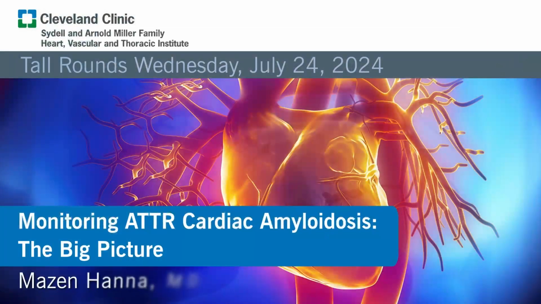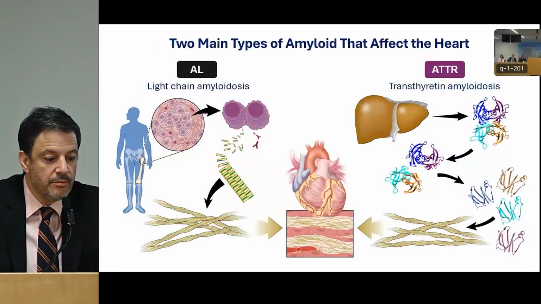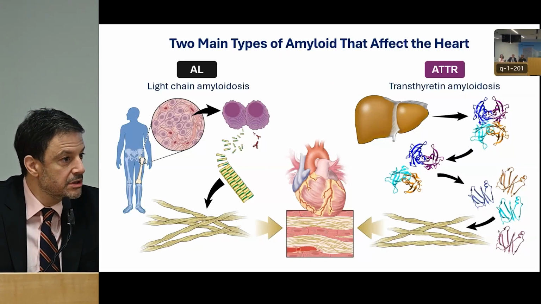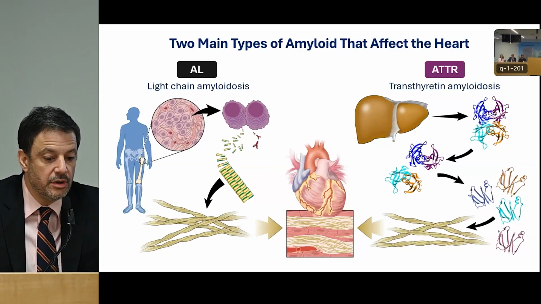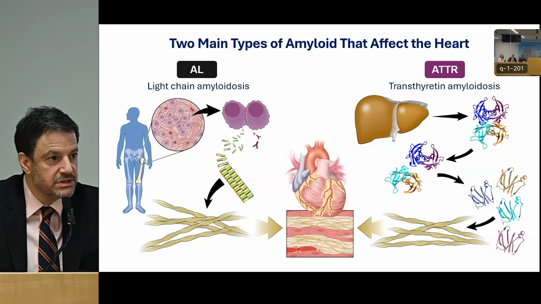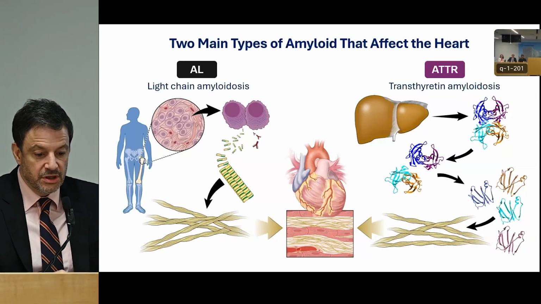And I'm just going to give a brief 10-minute big picture. Just to reframe where we are, remember the two most common types of amyloidosis that affect the heart are AL or light chain amyloidosis, which is a plasma cell clonal disorder, or the much more common type, transthyretin or ATTR amyloidosis, in which the liver-derived protein transthyretin is what's leading to the amyloid fibrils. So this is the focus of today's tall rounds.